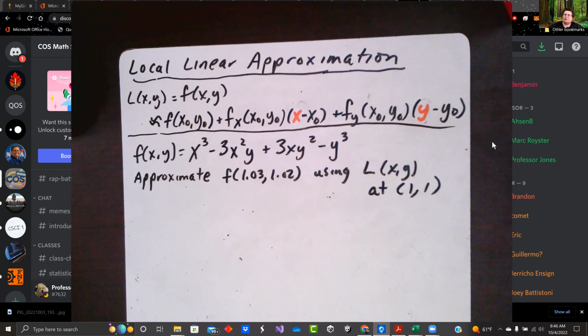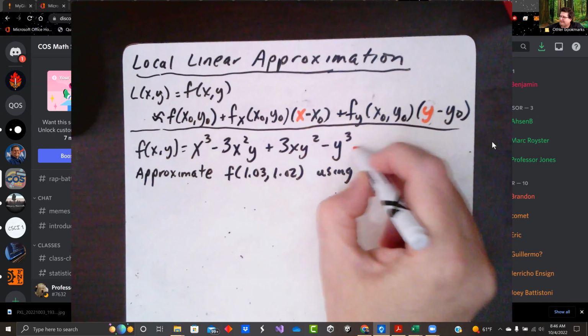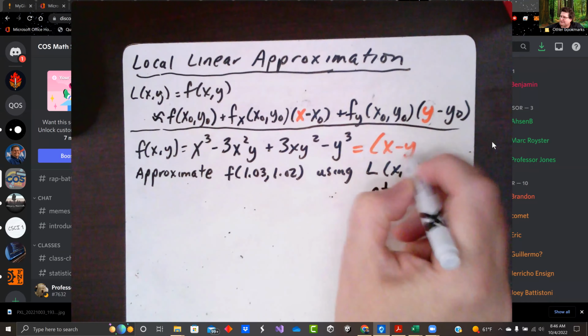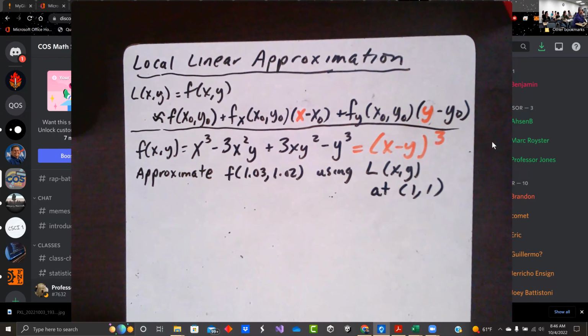Ben, where are you going? I've got a question for you. How did you do this? I did the partial derivative and then plugged in the numbers. Did you do the partial derivative as is? The derivatives look right. Or did you recognize, I'm betting you didn't, that this is x minus y cubed? Now you can leave.